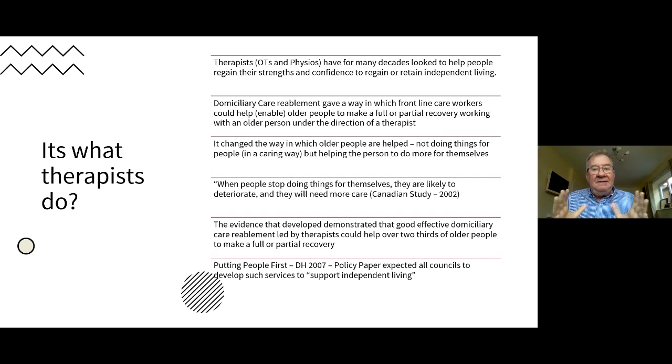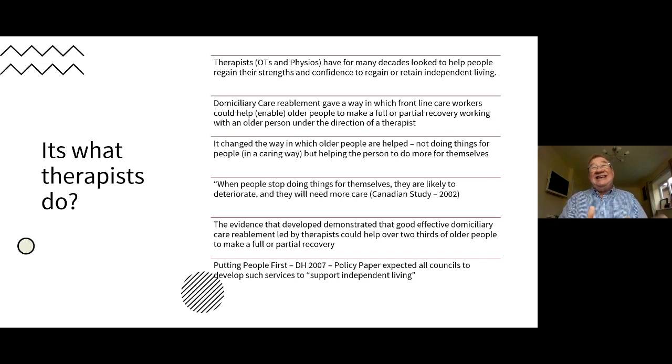It certainly had a big impact on thinking about the way in which older people are helped. Kind of helping older people to do more for themselves, and seeing that actually there was a big Canadian study in 2002 which demonstrated that, in simple terms, when older people stop doing things for themselves, they are likely to deteriorate and they will need more care. So the whole emphasis is actually at what point do we encourage people to make a recovery, and at what point do we kind of give up?